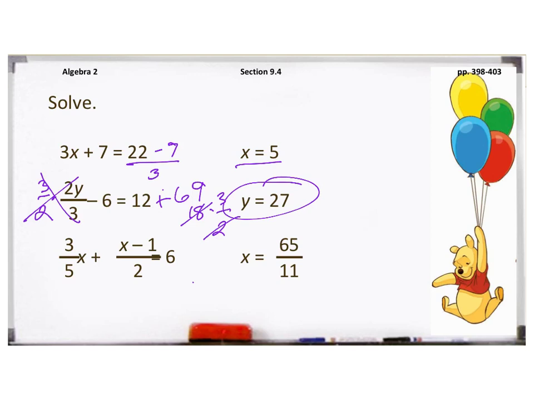Okay, this last one, 3/5 x plus x minus 1 over 2. Well, if I rewrite this, it becomes a little easier to see what's going on. 3x over 5 plus x minus 1 over 2 equals 6. Well, we got to isolate that x. The only way we can do that is a common denominator. We have to add these two terms together. So I need this to be multiplied by 5 over 5, and this one by 2 over 2.